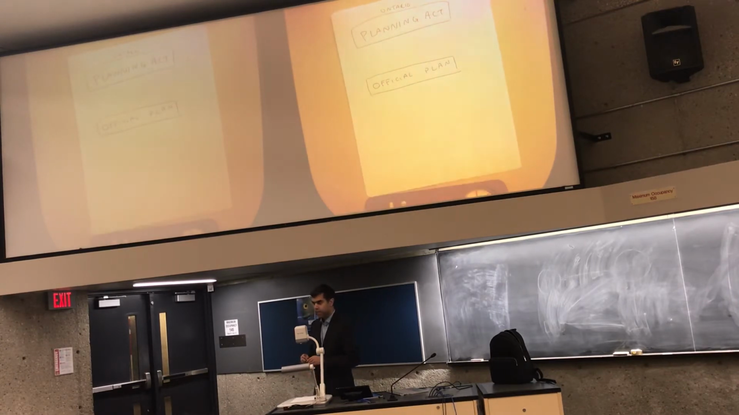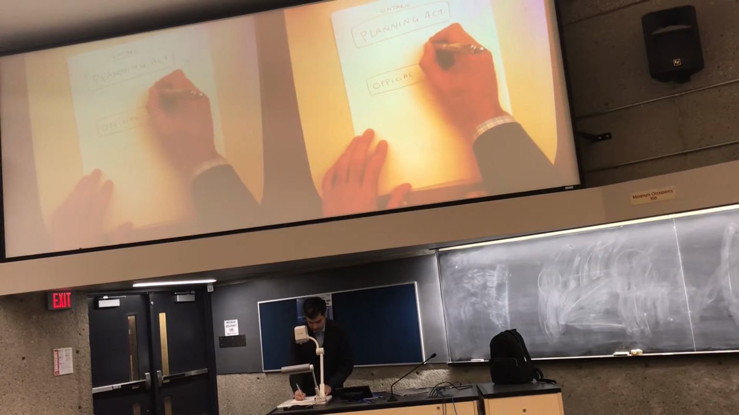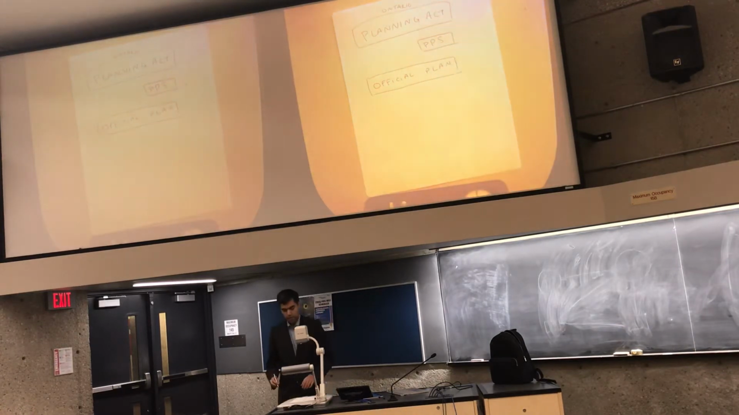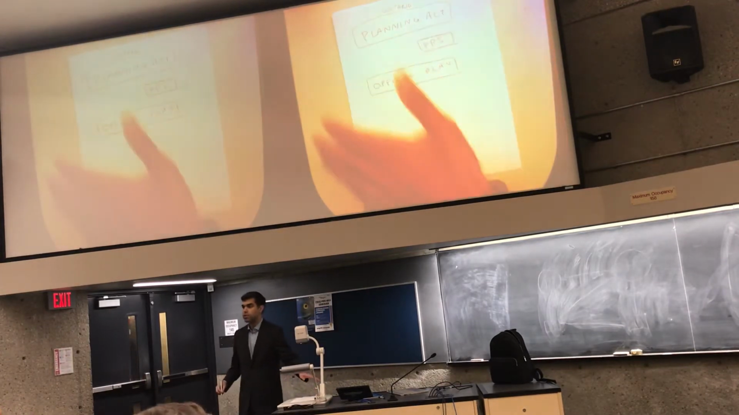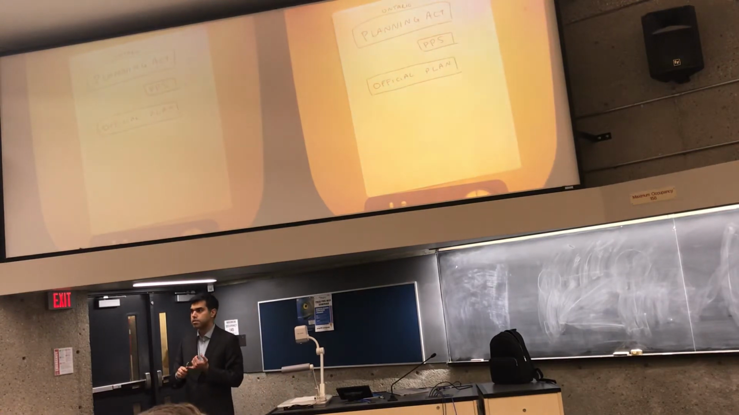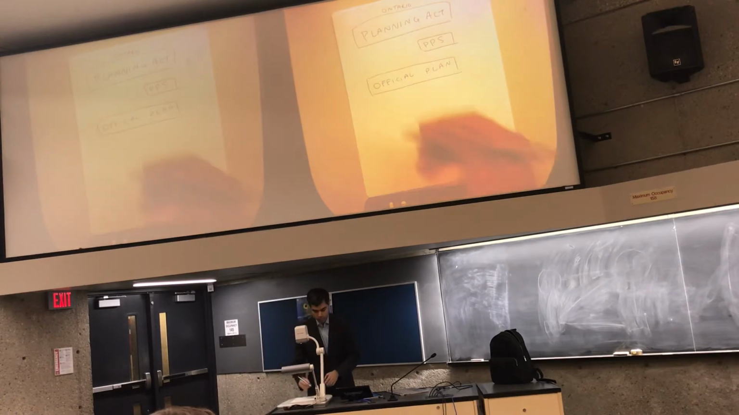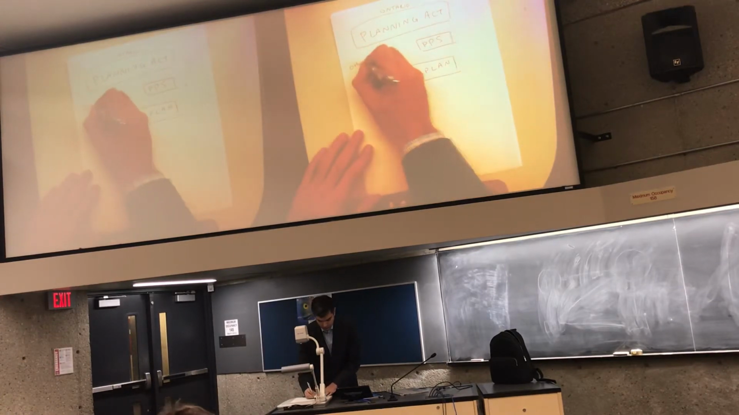So we have the official plan, but we also have some other things. There's something called the Provincial Policy Statements, called the PPS. And then we also have some other plans that the province creates. For example, the Greenbelt plan, the growth plans for the Golden Horseshoe, about half a dozen of these. We call these other Prov plans.